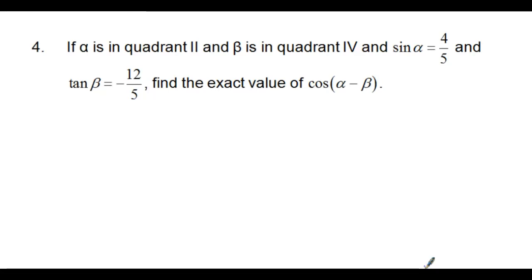The last example for this note says: if alpha is in quadrant 2 and beta is in quadrant 4, and sine of alpha is 4/5 and tangent of beta is negative 12/5, find the exact value of cosine of alpha minus beta. So the first thing I'm going to do is write down the rule for the difference of cosines. That'd be cosine of alpha, cosine of beta, plus sine alpha, sine beta.